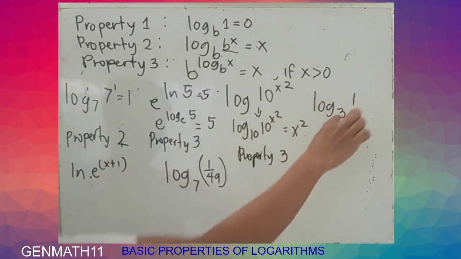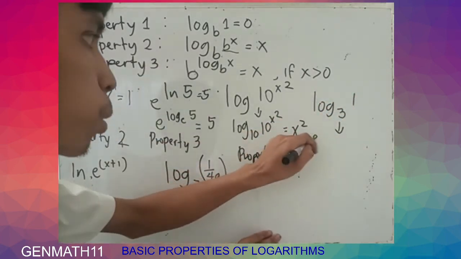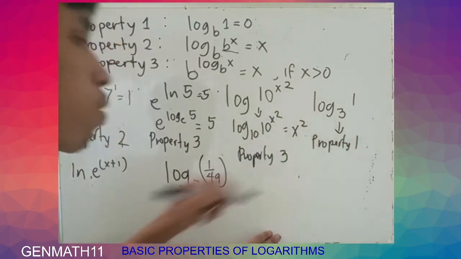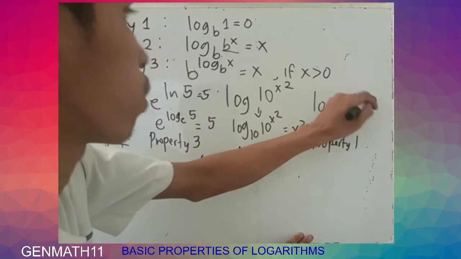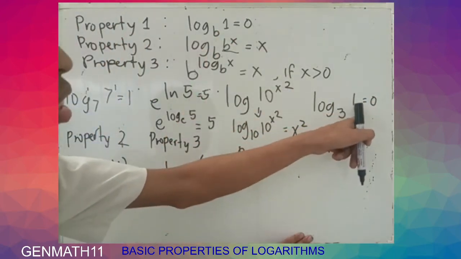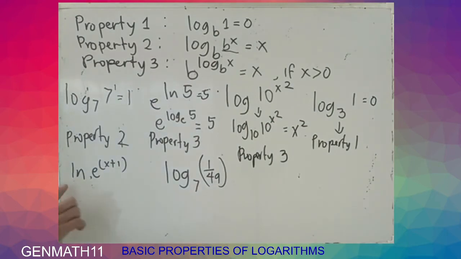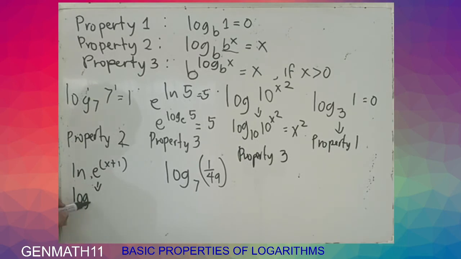Next. Log 1 to the base of 3. So, ito ay property number 1. So, it is equals to 0, since kapag ang katabi ng base natin is 1, automatic ang sagot ay 0. Next, ln e raised to x plus 1 power. Pwede natin siyang translate as log e raised to x plus 1 power to the base of e. Since parehas yung base, yung exponent niya ang magiging value niya. So, x plus 1 yung sagot. So, it will be property number 2.